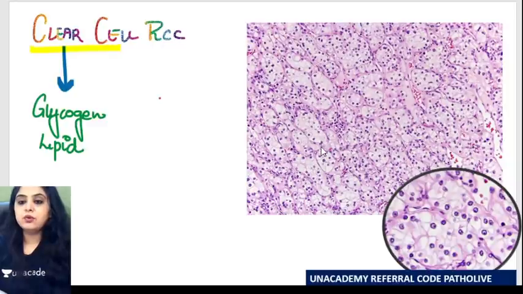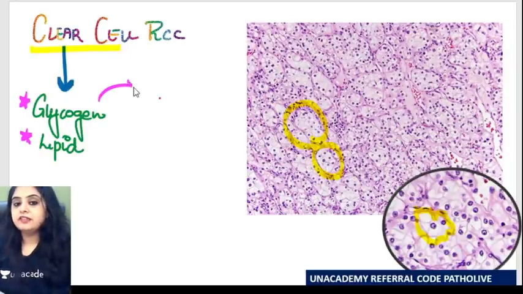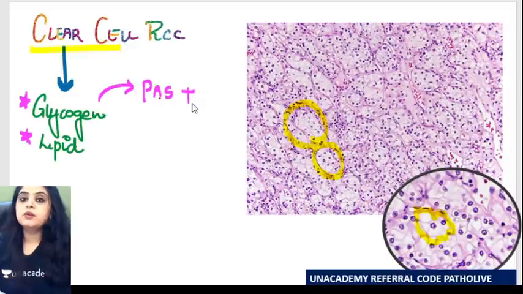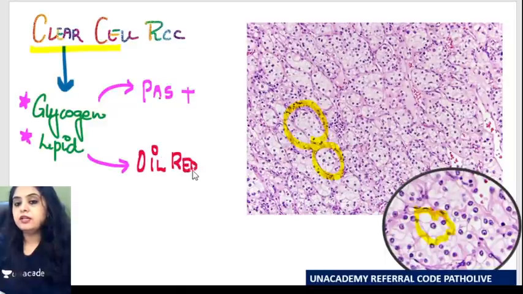Clear cell means that all the cells are looking whitish, cytoplasm is white. If I see a higher power, again all the cells are looking clear and white. So my question to you is, why are they clear? So remember, these cells are clear because they show you deposition of glycogen and lipids. So indirectly, if I ask you, what is the special stain for glycogen which will come positive over here? It will be PAS. And what is the special stain for lipids that's going to come over here? And that's going to be oil red O. So that is clear cell RCC.